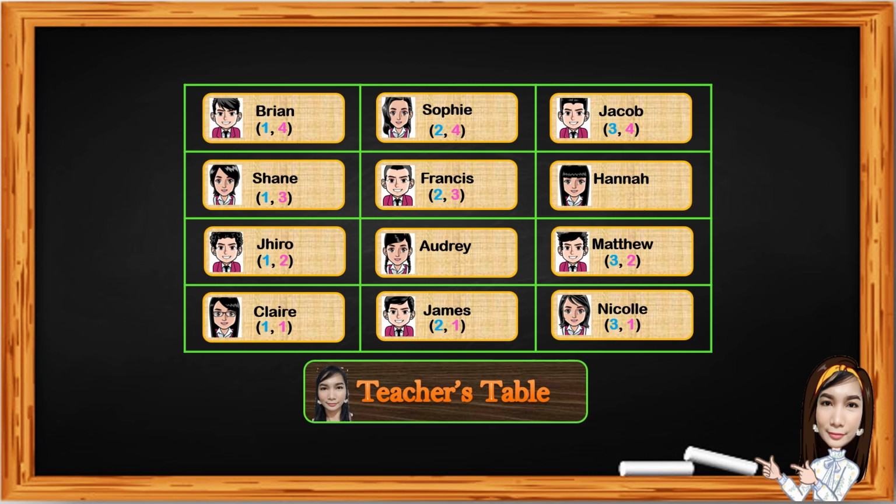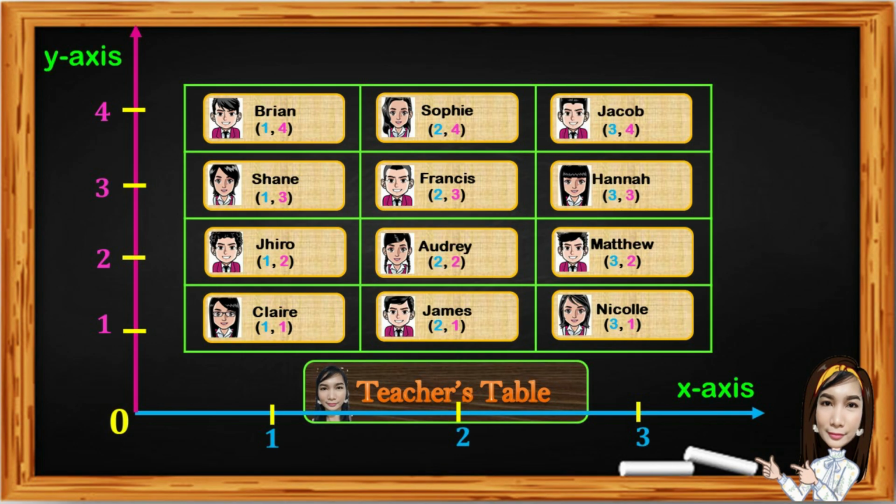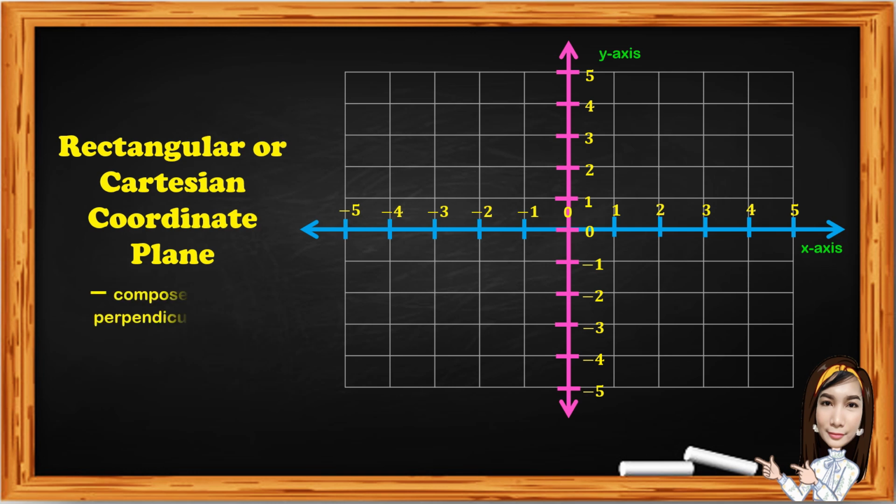In our previous activity, Mrs. Cruz made use of the idea of the xy plane, or the Cartesian plane, to remember the names of her students. The rectangular coordinate or Cartesian coordinate plane is made up of 2 perpendicular number lines. Perpendicular means they form right angles whose measures equal 90 degrees. And here we have 4 right angles and a total of 360 degrees.